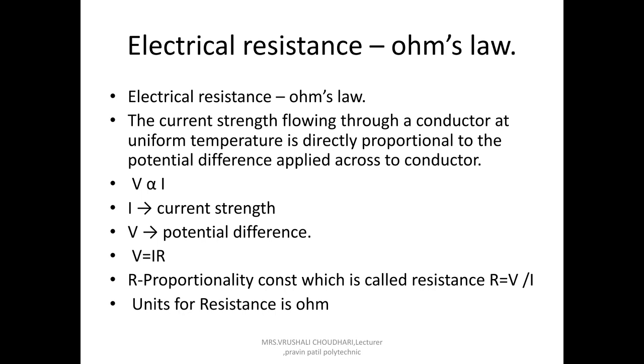I is current, V is potential difference. So V is equal to IR. R is the proportionality constant called resistance. So R is equal to V upon I. Unit of resistance is ohm.